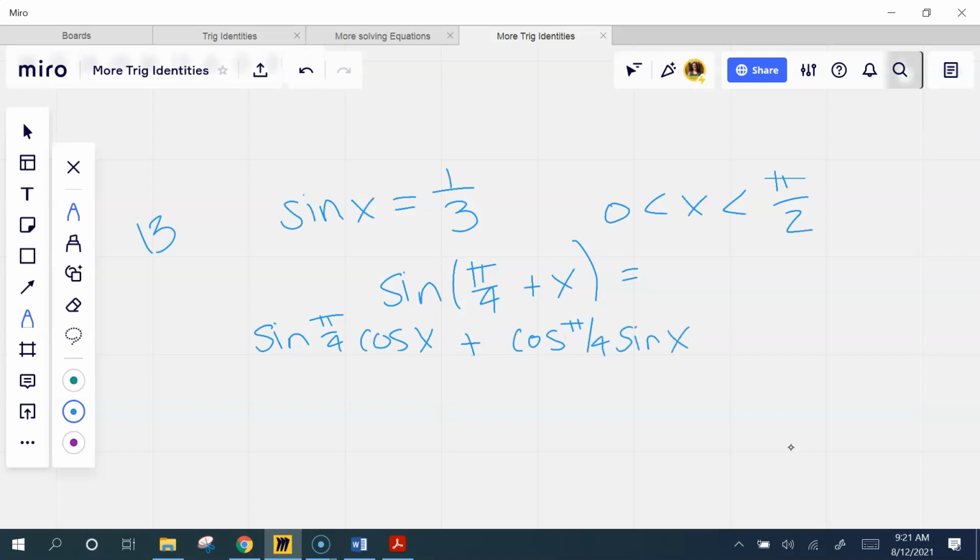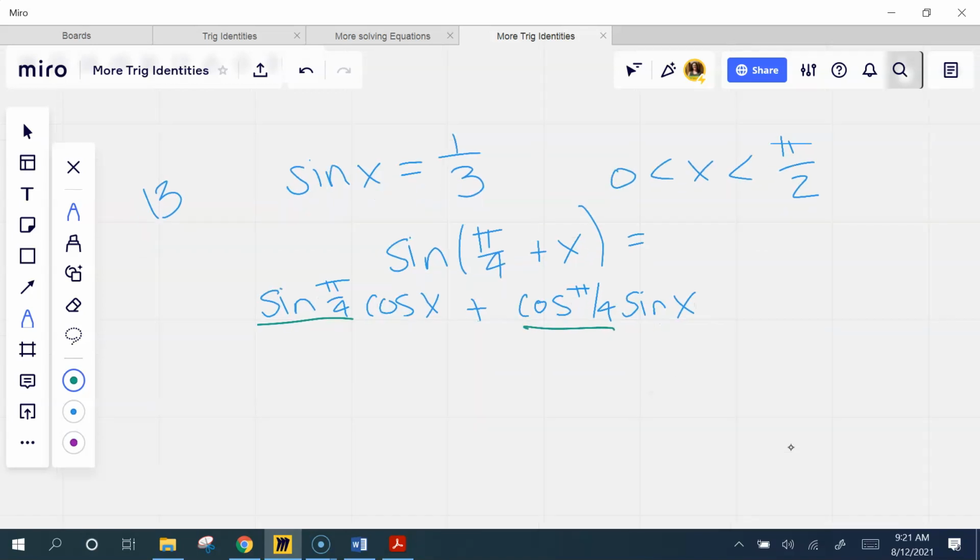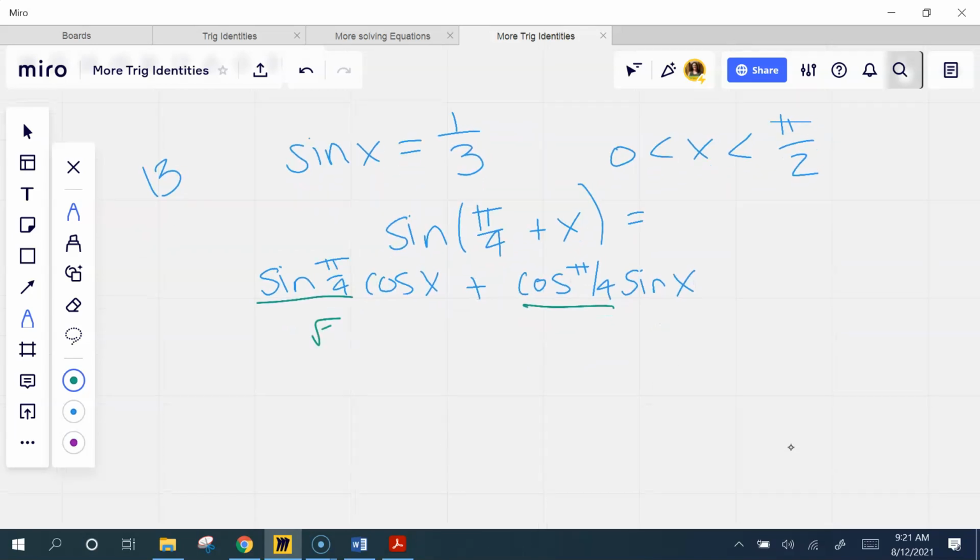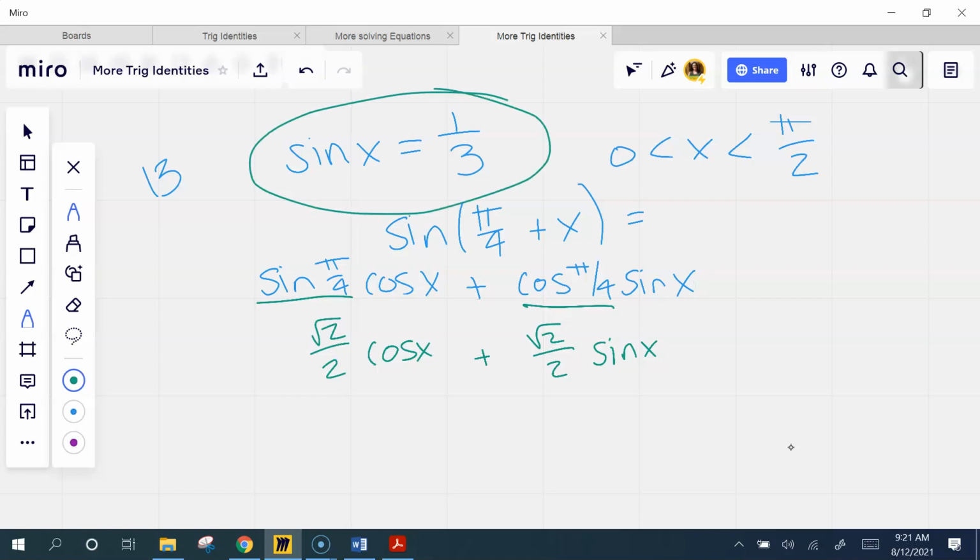Yes, everybody okay there? These are easy. What are those? Square root of 2 over 2. Both of them are the same. Square root of 2 over 2 cosine x plus square root of 2 over 2 sine x. So if you go back, oh, and look at what I was given in the beginning. So let's plug that in.